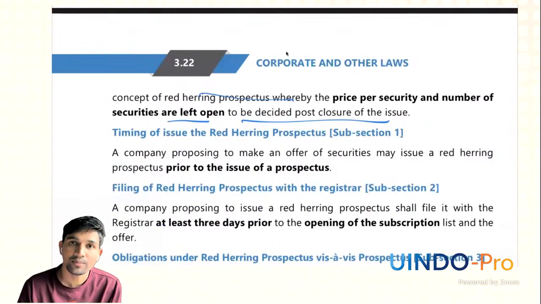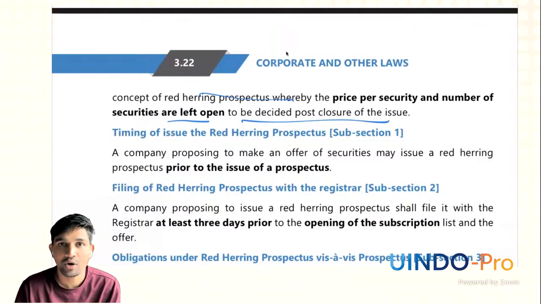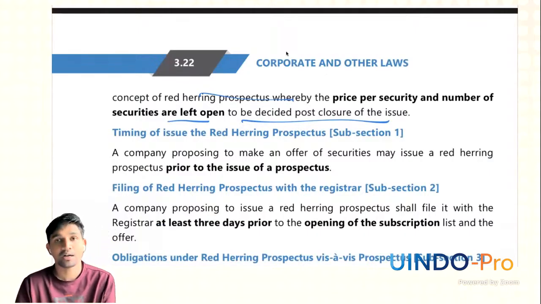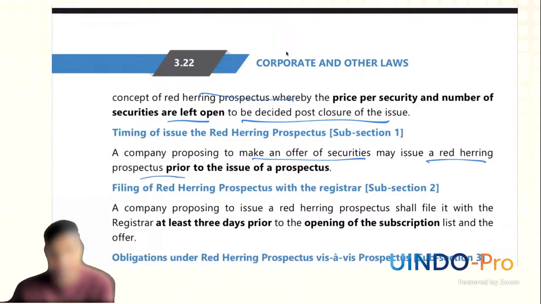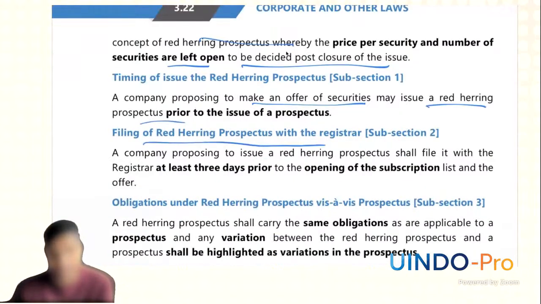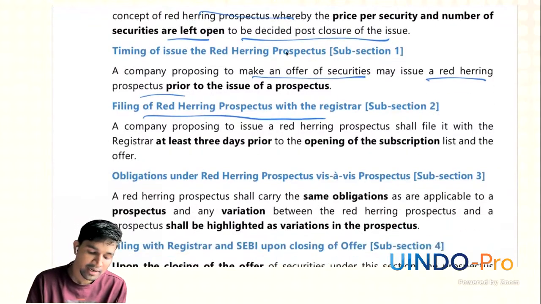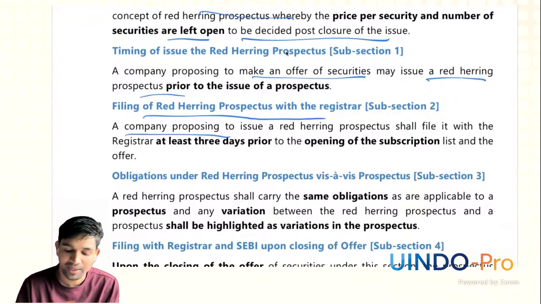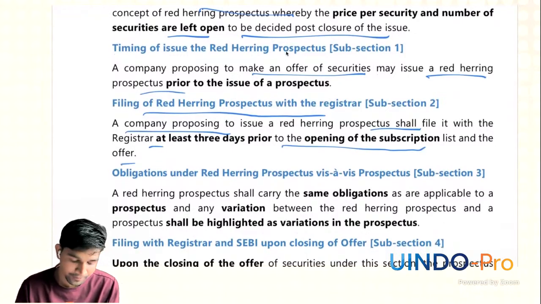Subsection 1 of section 32 deals with the timing of issue of red herring prospectus. A company proposing to make an offer of securities may issue a red herring prospectus prior to the issue of the prospectus. Filing of red herring prospectus with registrar is mentioned in subsection 2 of section 32. A company proposing to issue a red herring prospectus shall file it with the registrar at least 3 days prior to the opening of the subscription list and the offer.